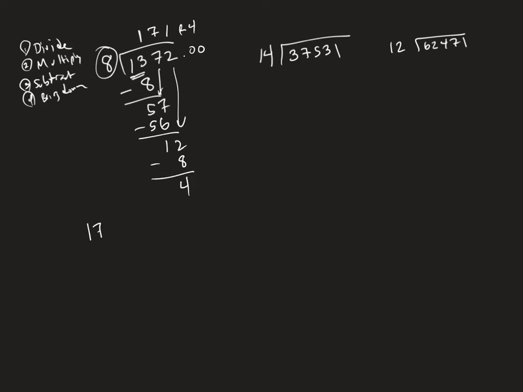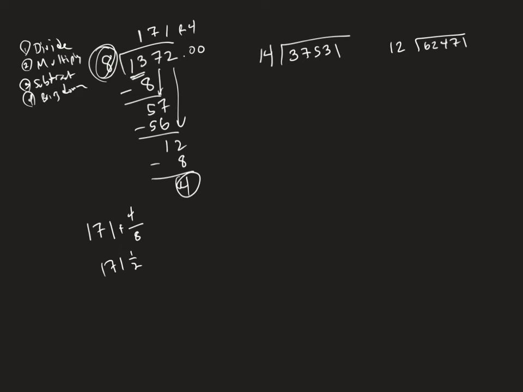So that would be 171, that's the whole part. And then you take your remainder and put it over your divisor, and that gets added to your quotient, which is the answer. So that would end up being, as a mixed number, 171 and 1/2.